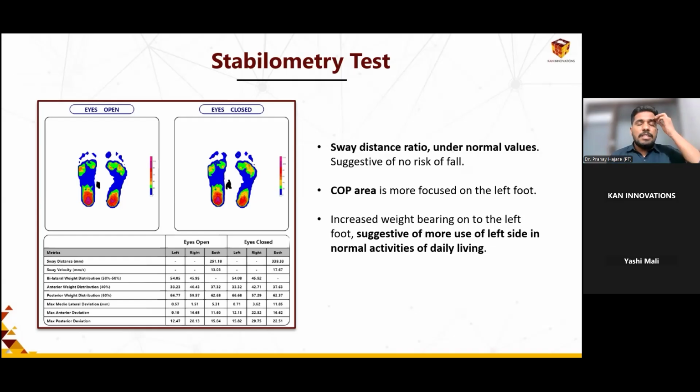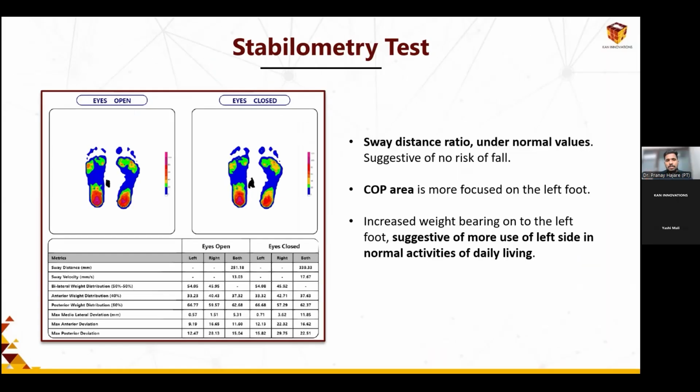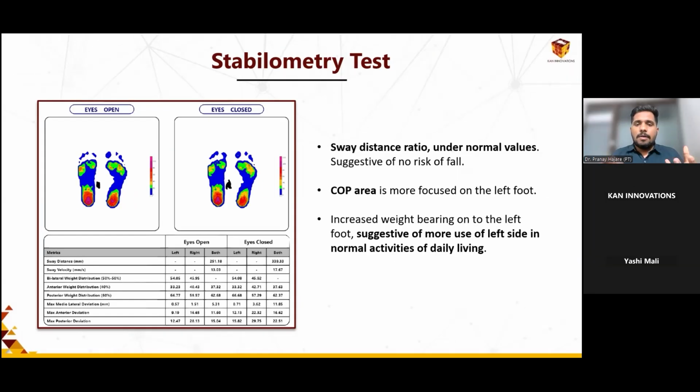Whenever the eyes closed sway distance value is more than 50% of the eyes open value, that indicates the person is more dependent on visual cues. From this we find out whether the person is more dependent on his proprioception and vestibular function. In this case, the sway ratio is within a normal limit, indicating no risk of fall.